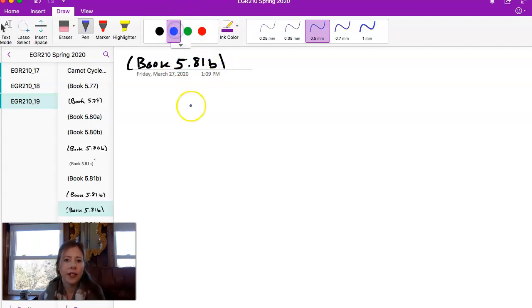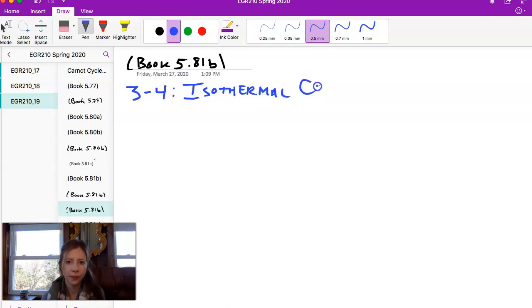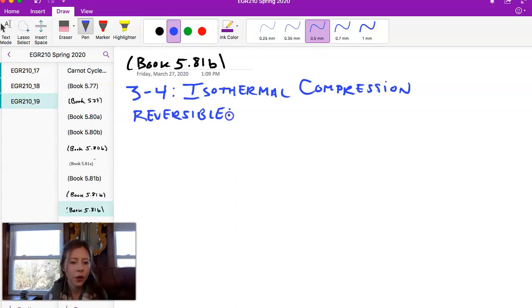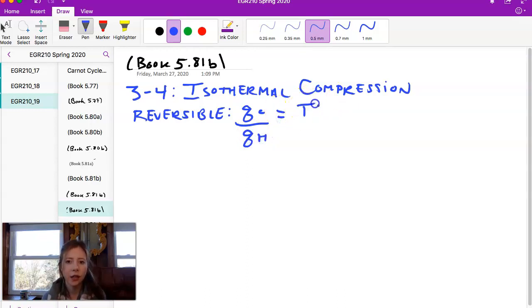Okay. So for this next one, this is going to be 3-4, and this is isothermal compression. Okay, so the thing is, we know that because this is our Carnot cycle, this cycle is reversible. So we can use that the ratio QC over QH is equal to TC over TH. And so from this, we can solve for QC because we know QH from process 1-2, and we looked up TC and TH at the start of this problem, which was a while ago at this point.